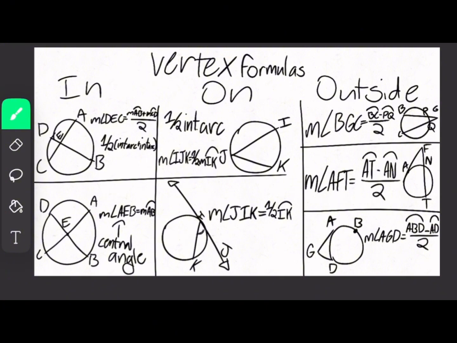Alright. For vertexes outside of the circle, you're always going to be subtracting. In this case, that would be arc BC, the larger arc, subtracted by arc PQ, the smaller arc, and then divided by 2.